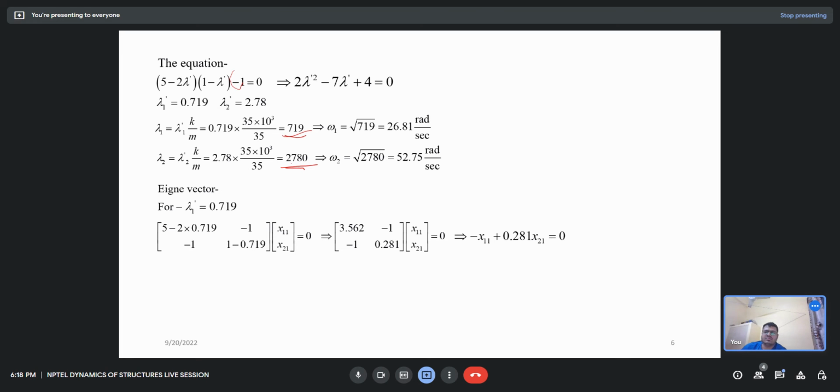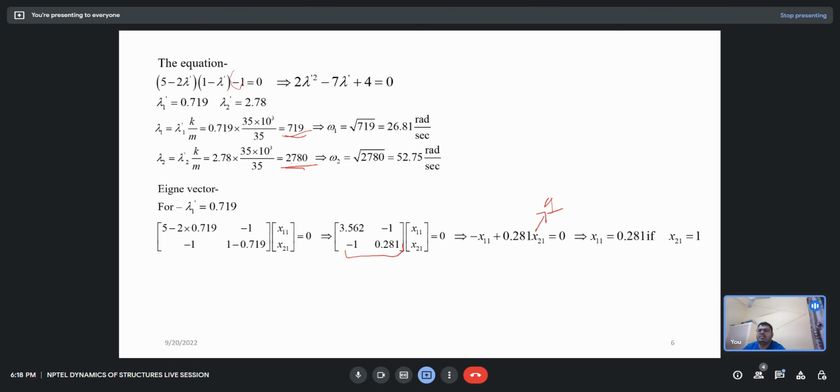I use the second row here, so that is minus x11 plus 0.281 x21 equal to 0, and I am normalizing my vector with respect to degree of freedom 2. So let us suppose x21 is 1. If x21 is 1, then my x11 will be 0.281.